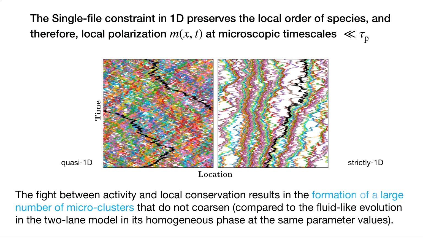And at that time scale, the system cannot mix, so it retains the order. If you have some plus particle here, a minus particle here, some plus particle there, that order is retained. The system cannot mix, okay. And because it cannot mix, the magnetization, for example, or this polarization, cannot equilibrate basically, okay.